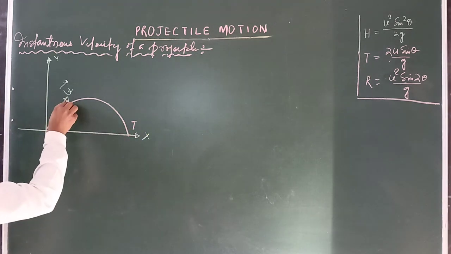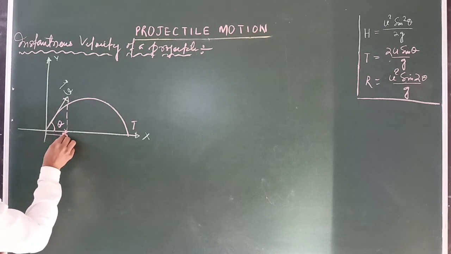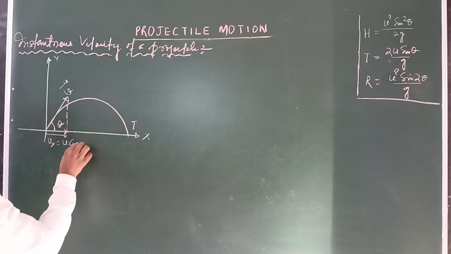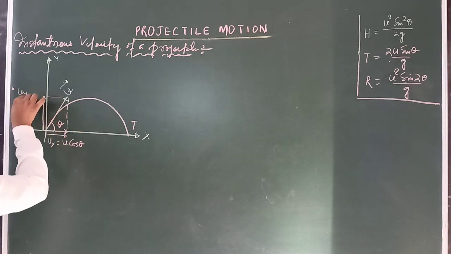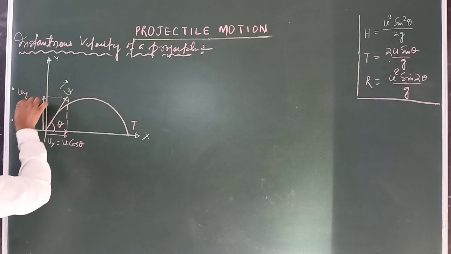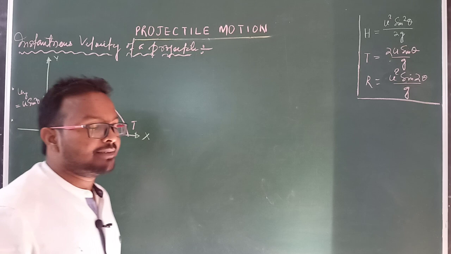Okay. If we draw its two rectangular components, the component along the x axis can be written ux, and its value is u cos theta, but along the y axis this is uy. This is the initial velocity along the y axis, u sin theta. Clear?